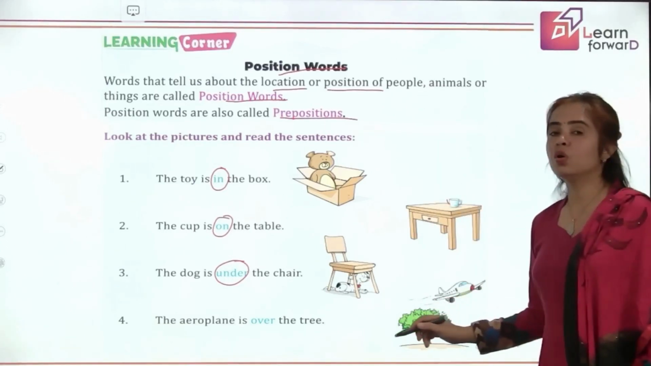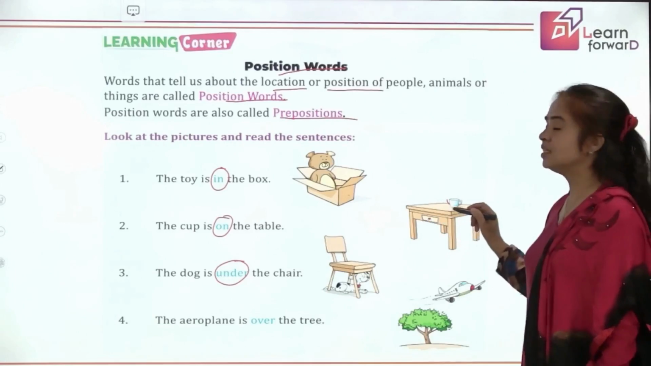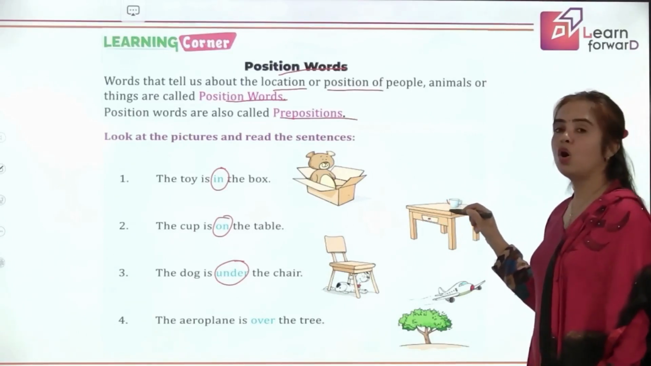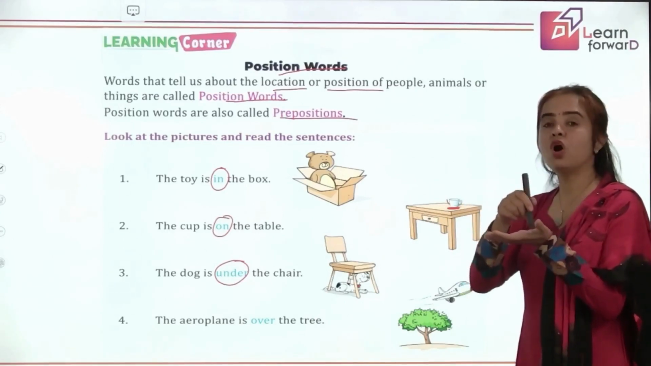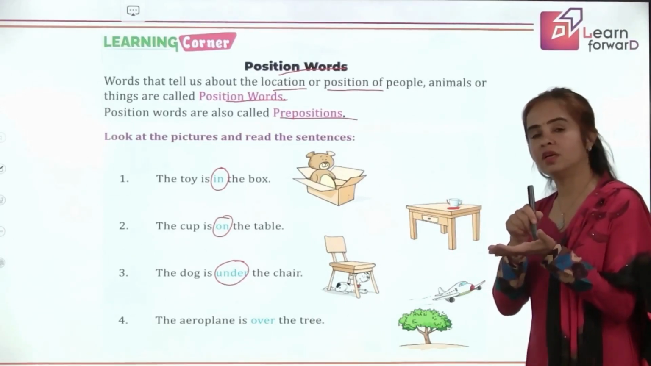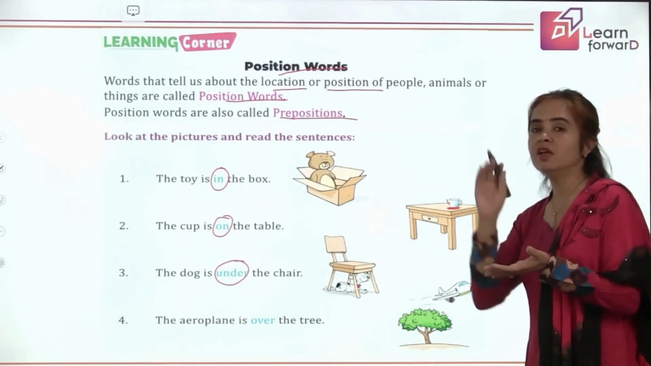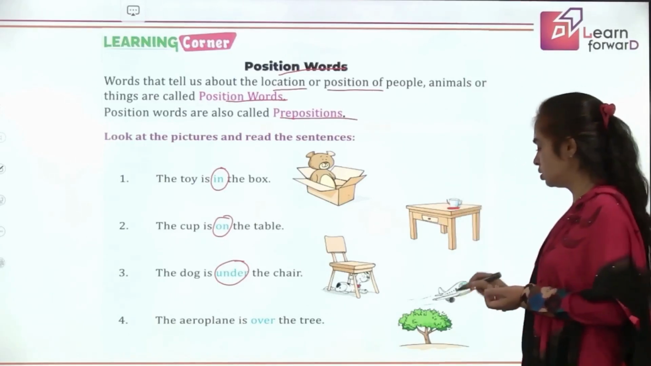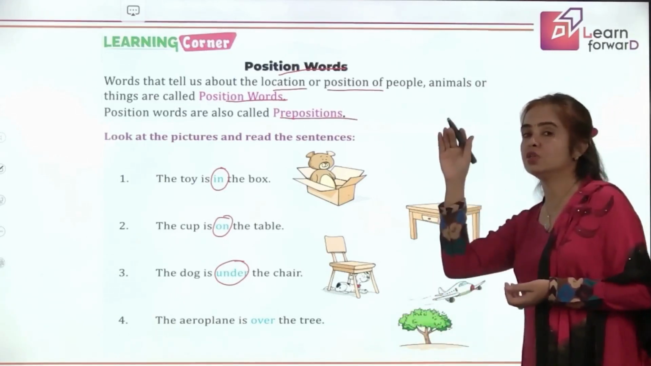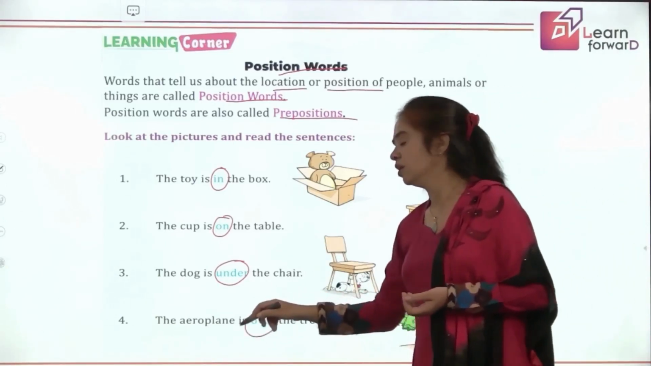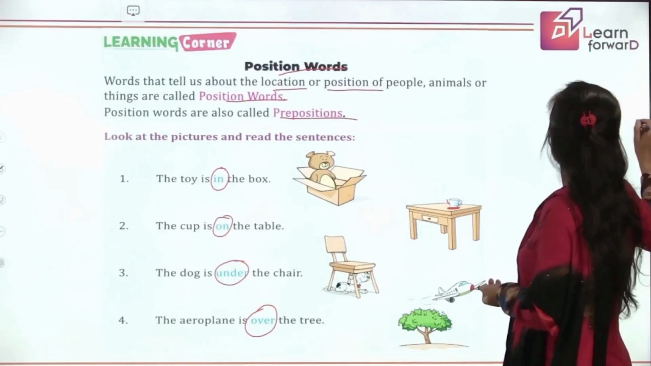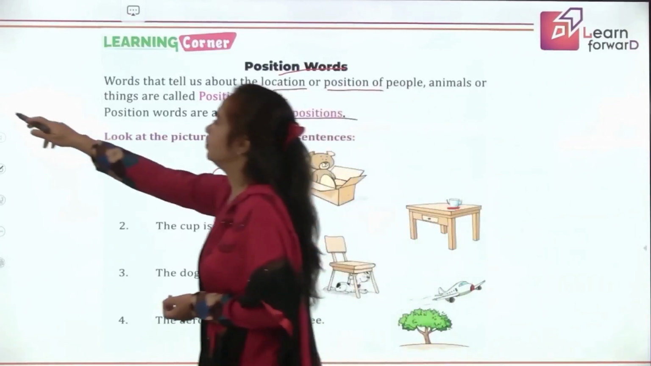It is not on the tree, students. Let us see the difference. When we say on, the surface is together. One thing which is on is touching the surface of the other. But when it is not touching, we say over. So this is over the tree. It is not touching the top of the tree. Over is the preposition here.